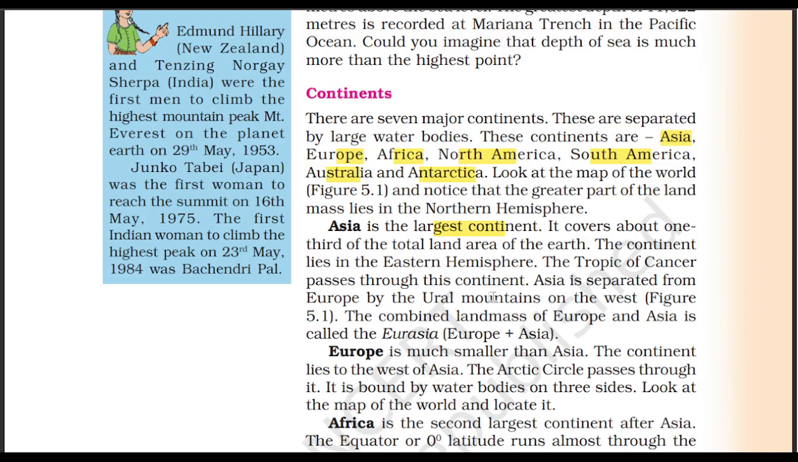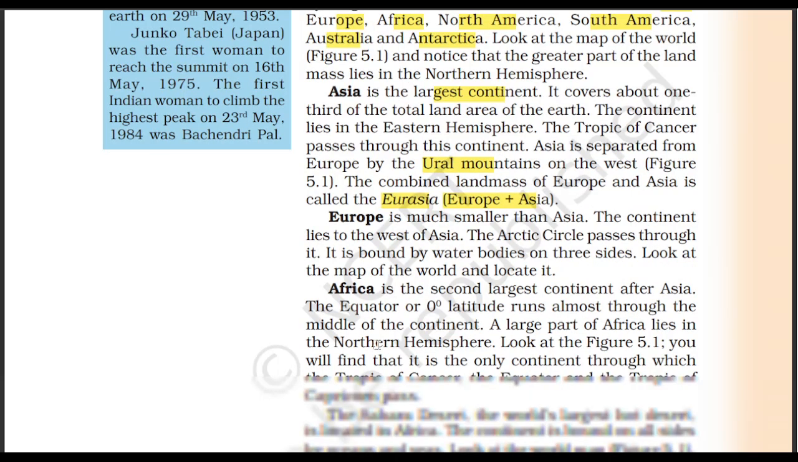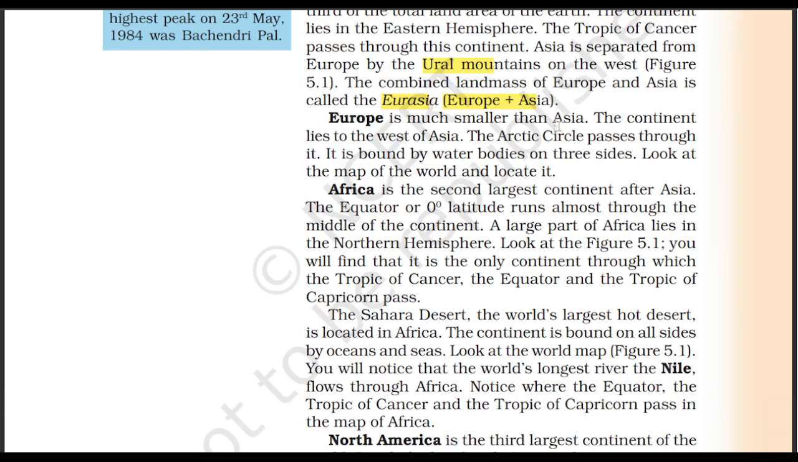Asia is separated from Europe by the Ural Mountains on the west. The combined landmass of Europe and Asia is called Eurasia. Europe is much smaller than Asia. The continent lies in the west of Asia. The Arctic Circle passes through it. It is bound by water bodies on three sides. Look at the map of the world and locate it.